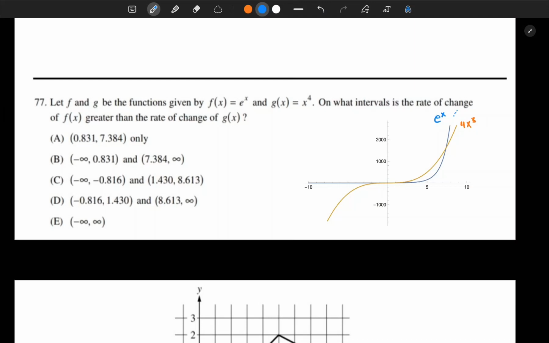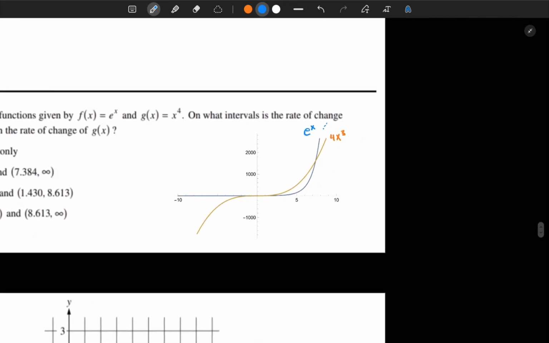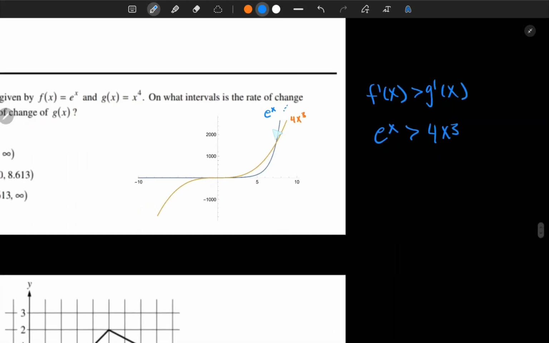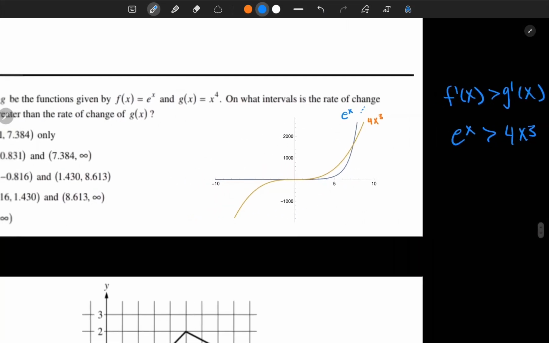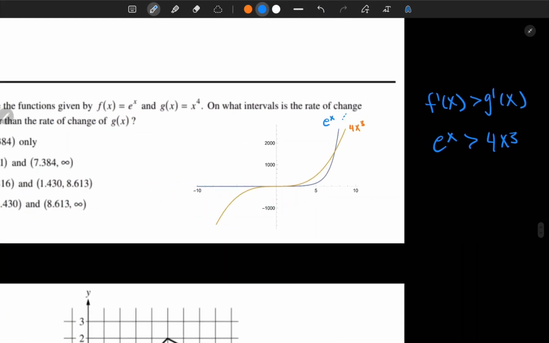As a note here, I've provided this plot. This is not a plot that the exam provides, but we wish to answer on what intervals is f prime of x, the rate of change, greater than g prime of x. But f prime of x is just equal to e to the x, and we wish to find when e to the x is greater than g prime of x, which is 4 times x cubed. So I have f prime and g prime plotted here. Then we wish to find when the blue curve is greater than the orange curve.